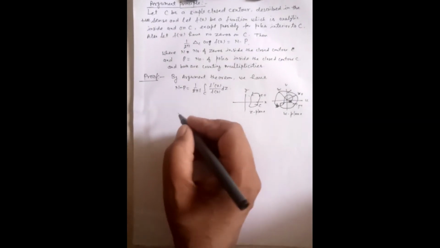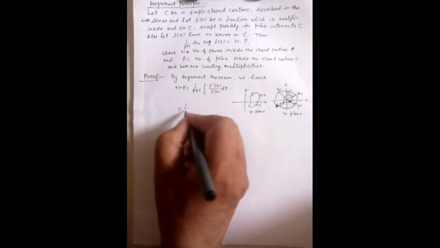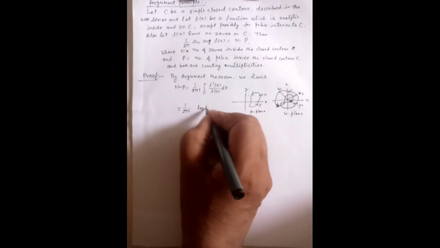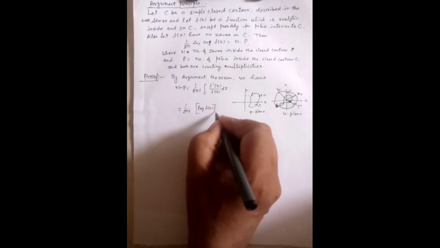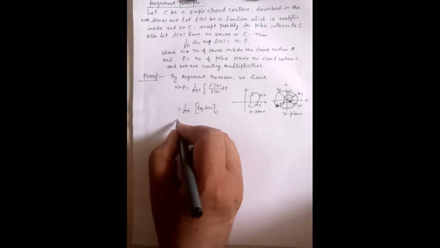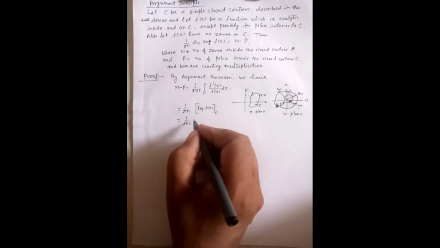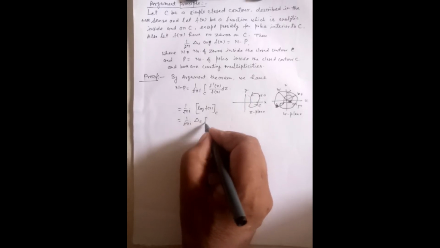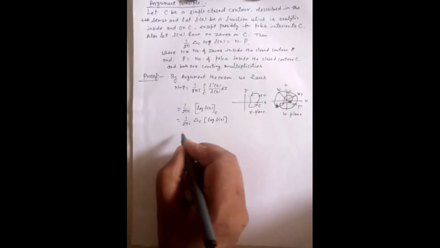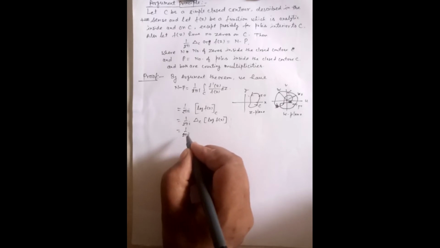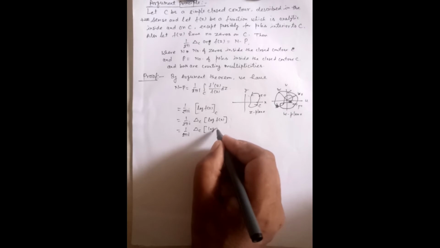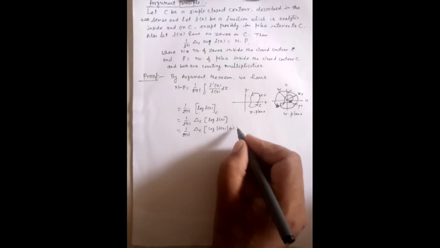So this gives 1 by 2 pi i, the integral of this function will be log of f(z) over the contour C, and this will be 1 by 2 pi i delta C log of f(z), and this is 1 by 2 pi i delta C of log of mod of f(z) plus i, here 2n pi plus theta.